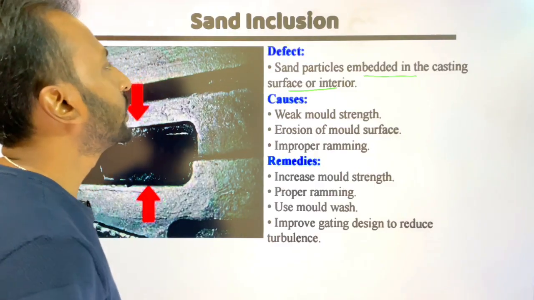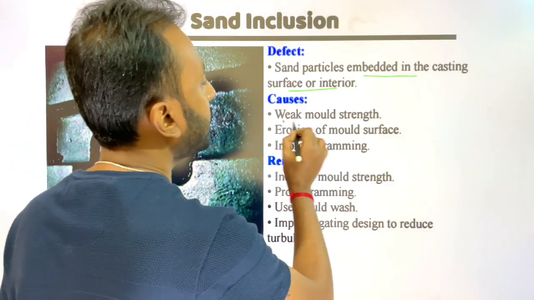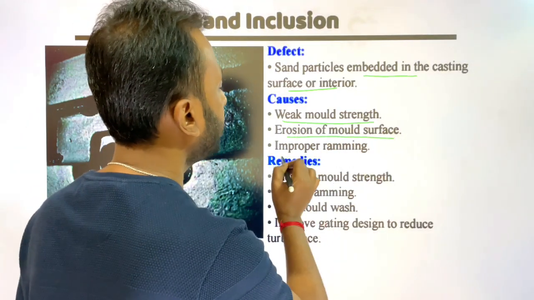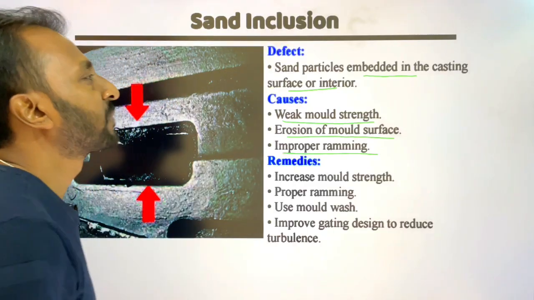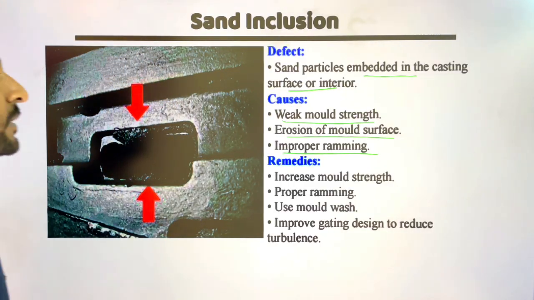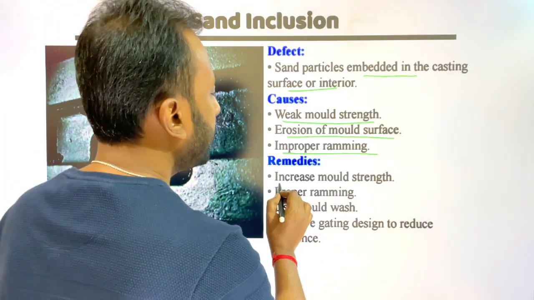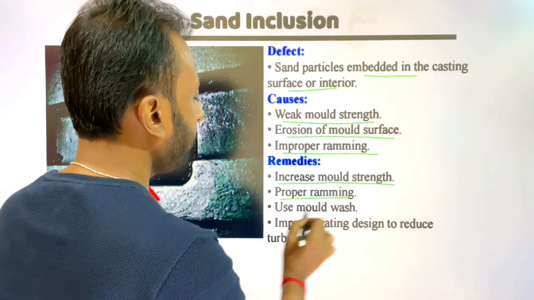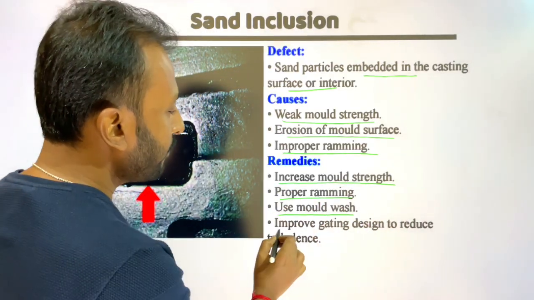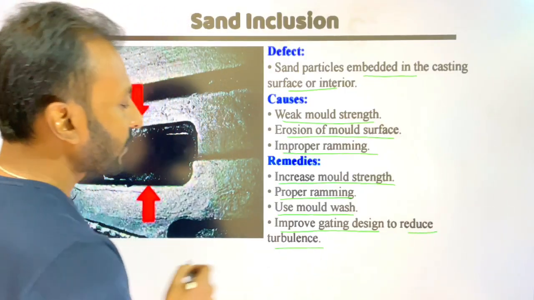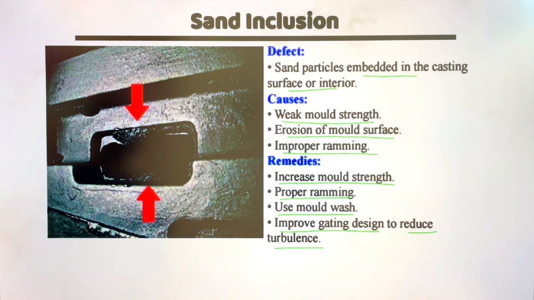This is the sand inclusion or solid inclusion. Weak mold strength, erosion of mold surface, and improper ramming are the main causes of sand inclusion. The next, the remedies. What are the remedies? Increase mold strength, proper ramming, use mold wash, improve gating design to reduce turbulence. So these are the remedies of sand inclusion.